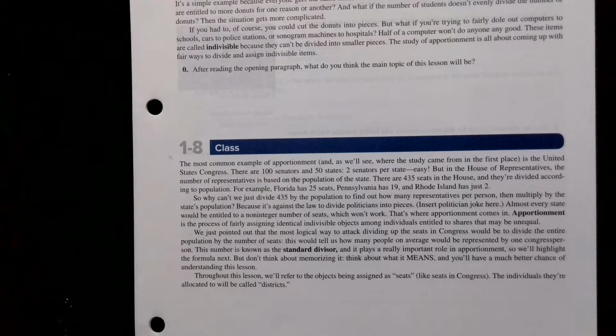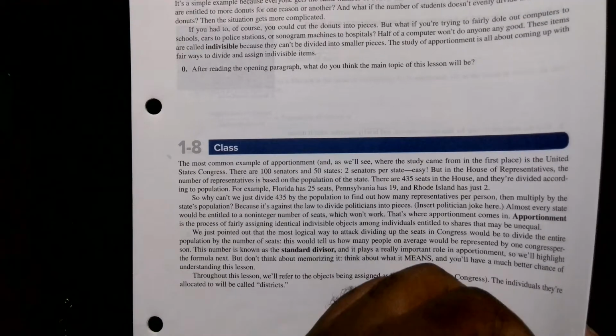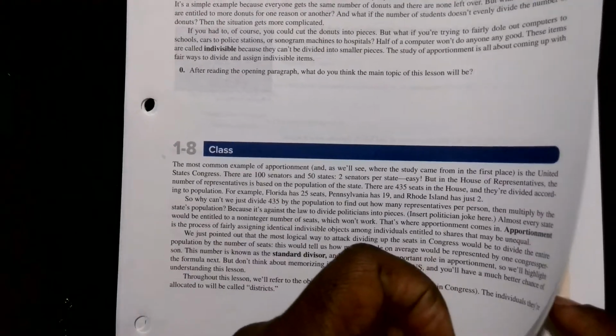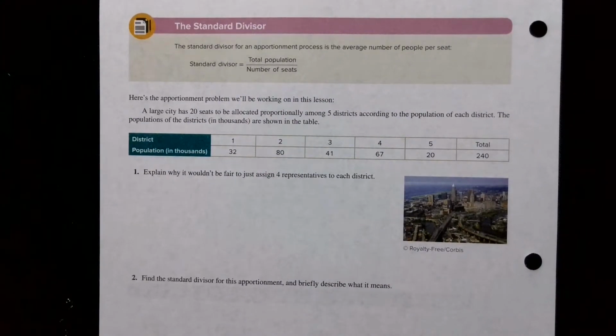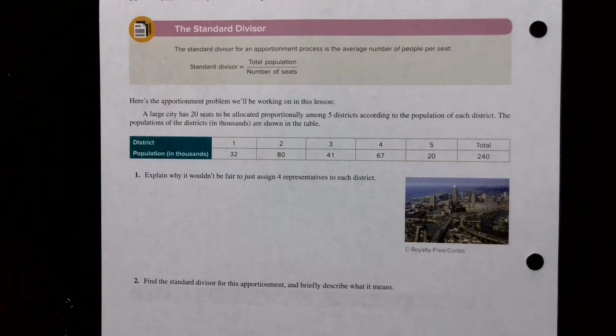Throughout this lesson, we'll refer to the objects being assigned as seats, like seats in Congress. The individuals they're allocated to will be called districts. Now, on page 96, we have the standard divisor formula. The standard divisor for an apportionment process is the average number of people per seat. Standard divisor is equal to the total population divided by the number of seats.